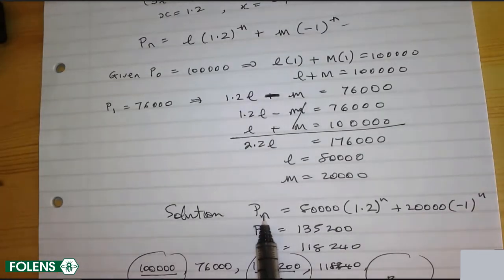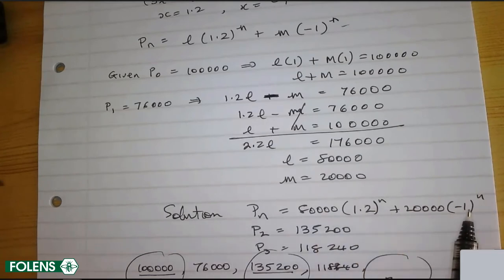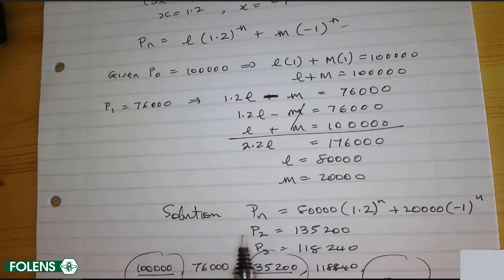So we have solved our difference equation. Pn is 80,000 by 1.2 to the power of n, plus 20,000 by minus 1 to the power of n. If we put in n equal to 2, we get 80,000 by 1.2 squared, plus 20,000 by minus 1 squared. That works out to be 135,200. Then the profit for the next 6 months, P3, when you put in n to be 3, you get 118,240. So the profits go 100,000, 76,000, 135,200, 118,240. So it goes up and down and up and down.